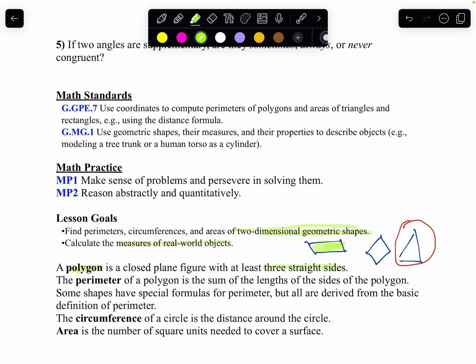The circumference of a circle is kind of like the perimeter of a circle, but remember, our perimeter goes with polygons, so we just call it circumference. And then the area of a circle, for either one, is what's inside.